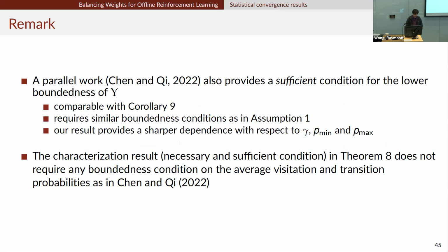Here's another remark. At the same time, there is a parallel work which also focuses on understanding the minimum eigenvalue. This work provides sufficient conditions, which are comparable with our sufficient conditions, and also makes certain forms of bounded assumptions. Our result is sharper in terms of dependency. More importantly, our major characterization result is not just a sufficient condition, it's an if and only if condition, sufficient and necessary. And that condition does not directly require any boundedness conditions on the FH visitation and transition probabilities.